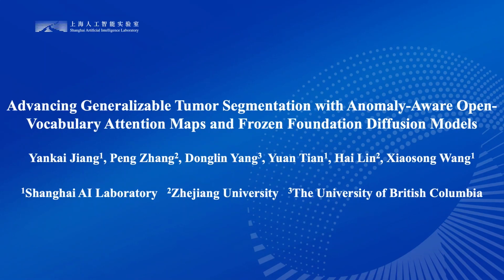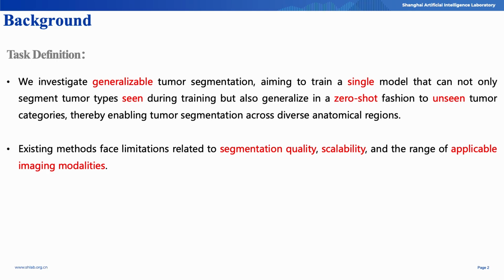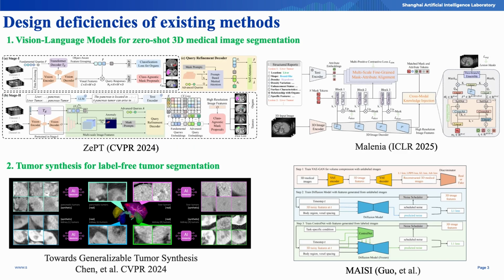We investigate generalizable tumor segmentation, aiming to train a single model that can not only segment tumor types seen during training, but also generalize in a zero-shot fashion to unseen tumor categories, thereby enabling tumor segmentation across diverse anatomical regions. With the advancement of medical image segmentation techniques, an increasing number of methods have focused on multi-tumor segmentation.